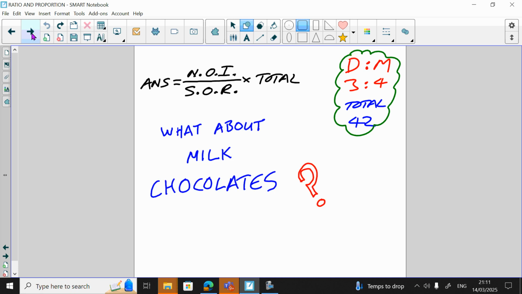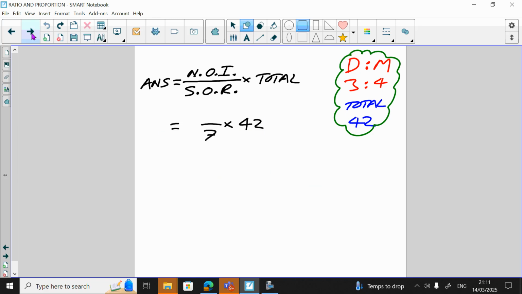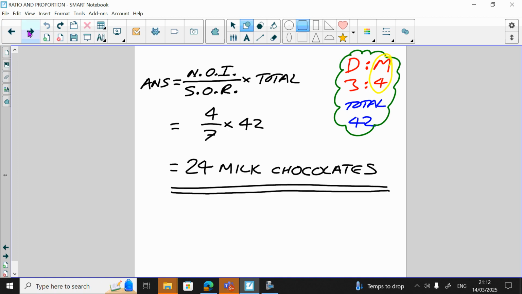Okay. What about milk chocolates? Several ways you can do this. You can either go through the same process, but this time 4 would be the ratio number, the number of interest. You could put that in, times 42, and you get 24 milk chocolates. You could have done that. And let's add them together, 18 dark, 24 milk, 42. So it seems to confirm that that was the total in the box.